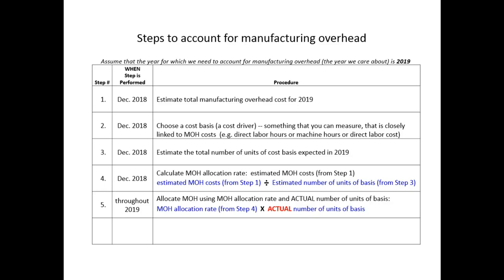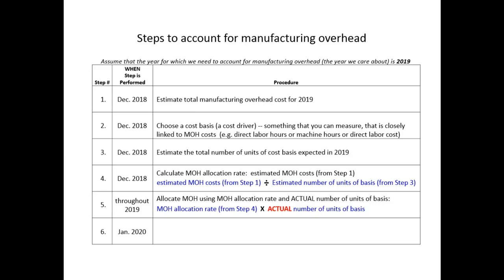The last step in accounting for manufacturing overhead takes place in the year after the one we care about, so in 2020. This is because we usually don't know what our actual costs are for a given month until the following month. Utilities are an easy example. All through December of 2019, we'd use electricity, but we won't know how much it cost us until we get the bill in January of 2020.